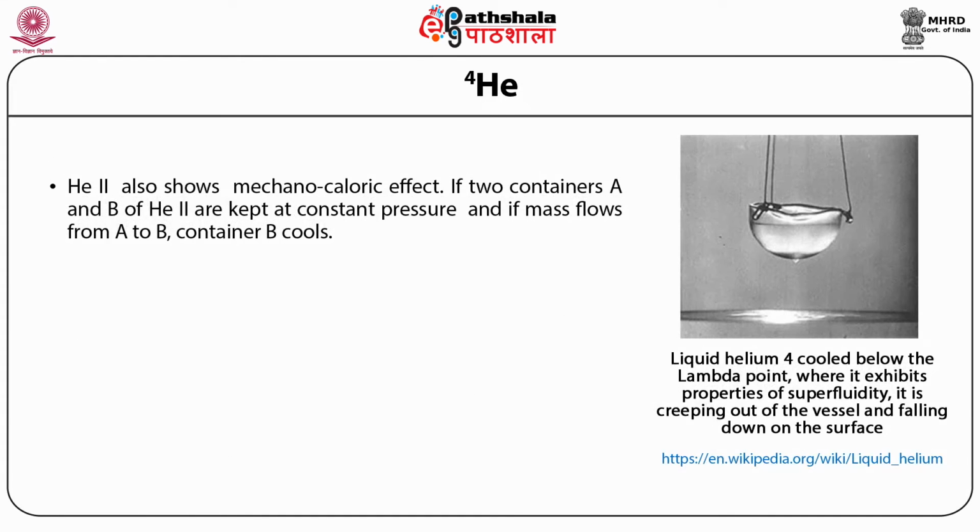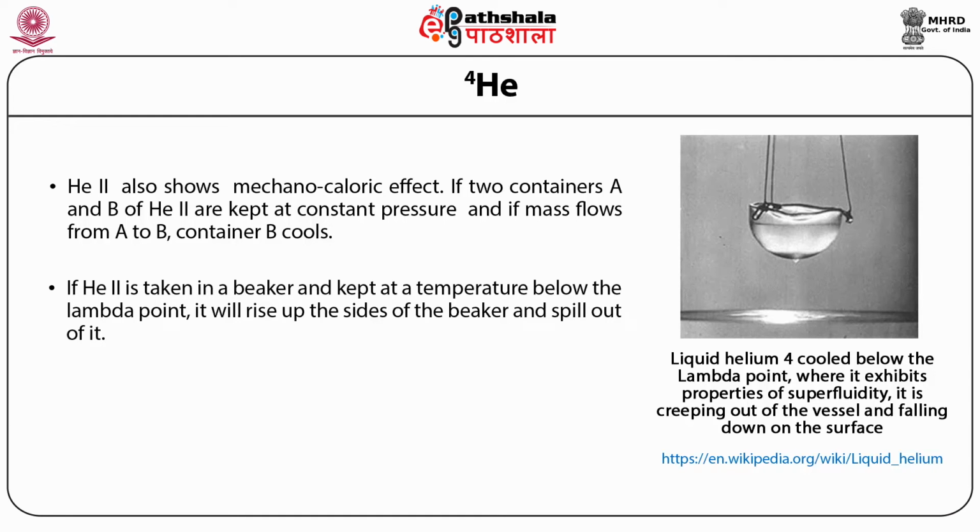Helium-2 also shows mechanocaloric effect. If two containers A and B of helium-2 are kept at constant pressure, and if mass flows from A to B, container B cools. This is mechanocaloric effect. The cooling of container B can be expected if the mass transported has zero entropy and zero temperature. Also, if helium-2 is taken in a beaker and kept at a temperature below the lambda point, it will rise up the sides of the beaker and spill out of it, as shown in the adjoining figure.